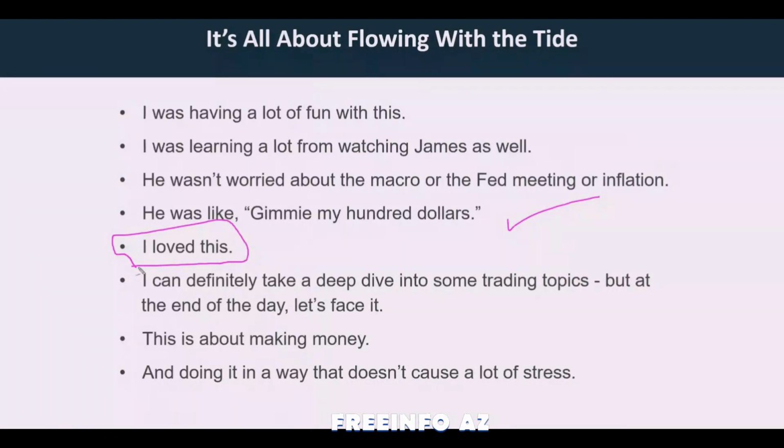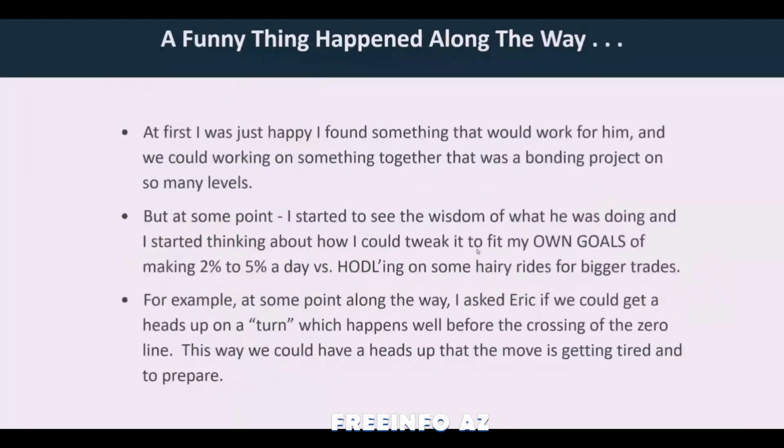Good call. So, look, I can definitely take a deep dive into some trading topics. I like the macro, what's happening over here. What does this mean? But at the end of the day, let's face it, it's about making money and doing it in a way that doesn't cause stress. And that really hit me this summer, where it's just like, so what if I don't trade gold? Who cares? Did I make the money that I was trying to make? Yes or no? And at first I was just happy that I found something that would work for him and that we had a project that we could work on together.